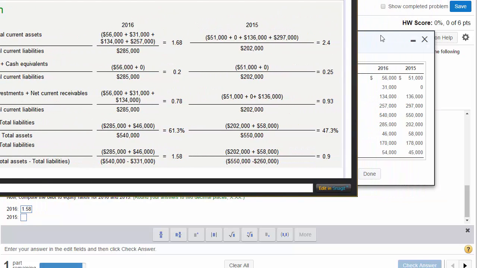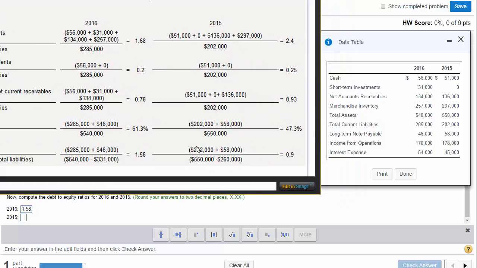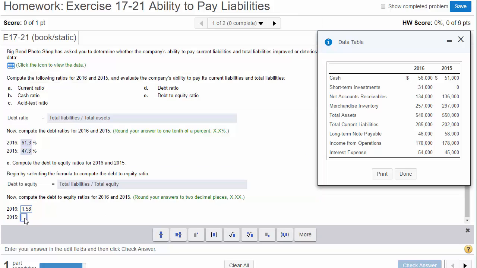And then for the next year, 2015, the number on top is $202,000 for total current liabilities plus the note payable. So that gives us $260,000 of total liabilities, and that's represented right here. And we take our total assets of $550, subtract our total liabilities, that gives us our total equity. When we do the math, we get 0.89655, but they want us to round to 2 decimals. So that rounds to 0.9 or 0.90.